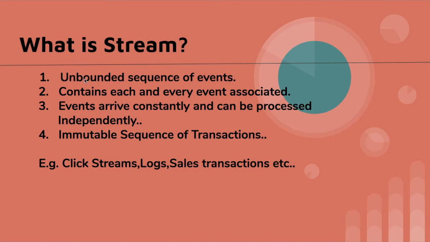Okay, so the first point is that a stream is unbounded. It means there is no limit on messages or records. We can get an unlimited number of events or messages.